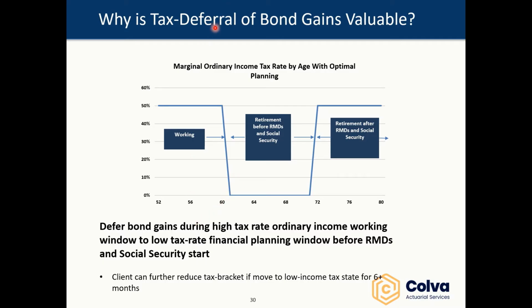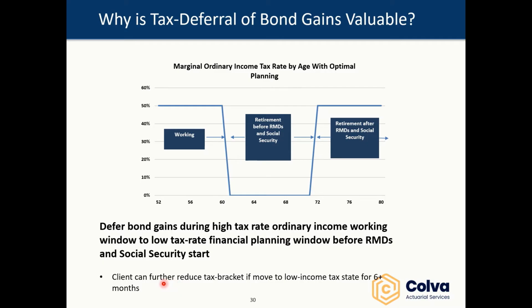So this is why it's beneficial to defer taxes on bond gains, right? Again, you're going to defer bond gains during the high tax rate ordinary income working period, until you get into this low tax rate financial planning window, which is before you start taking required minimum distributions or Social Security. So there's a financial planning window here you can utilize to pay less in taxes over the long term, which means more after-tax wealth for you.